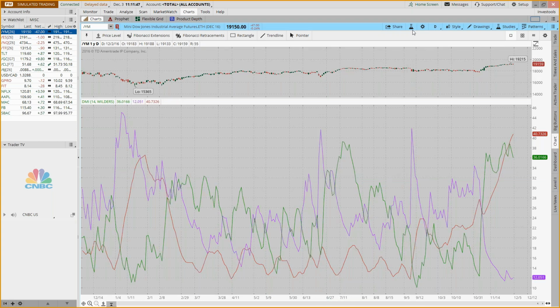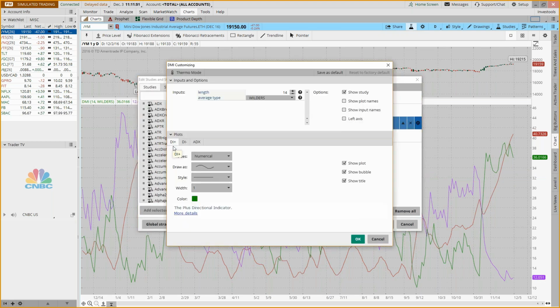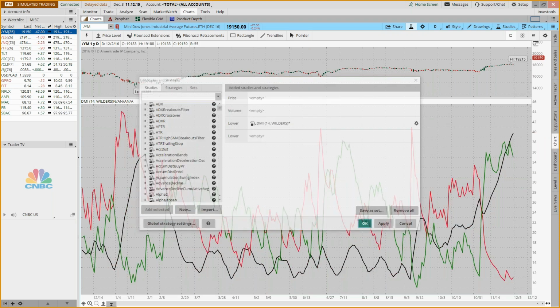So what I suggest is going into the settings, and the DM plus you want to leave green, and I'm going to thicken it up a little. The DM minus I'm going to make red, and then the ADX line I'm going to make black, so it stands out. Actually, I'll thicken that as well.